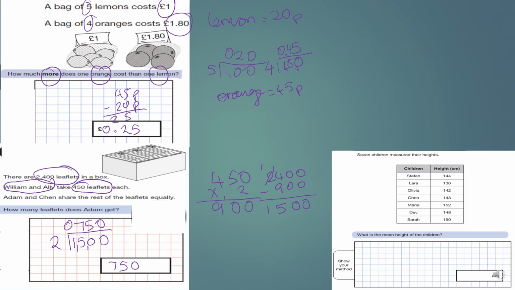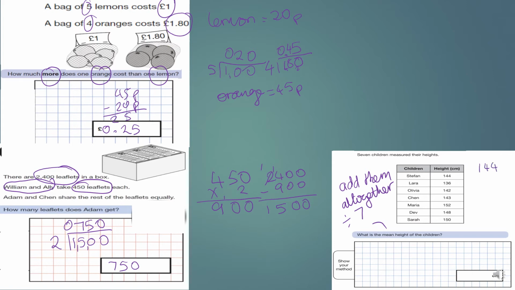Now the mean means that you add them all together, and then divide them by how many there is. So there's 1, 2, 3, 4, 5, 6, 7 children. So you divide your answer by 7. So let's add those together.